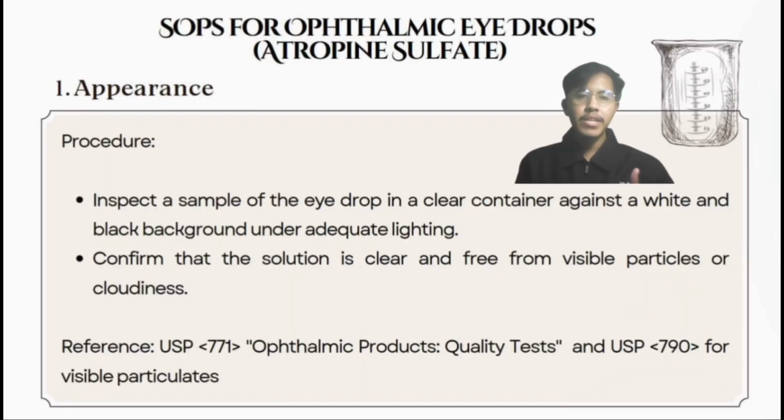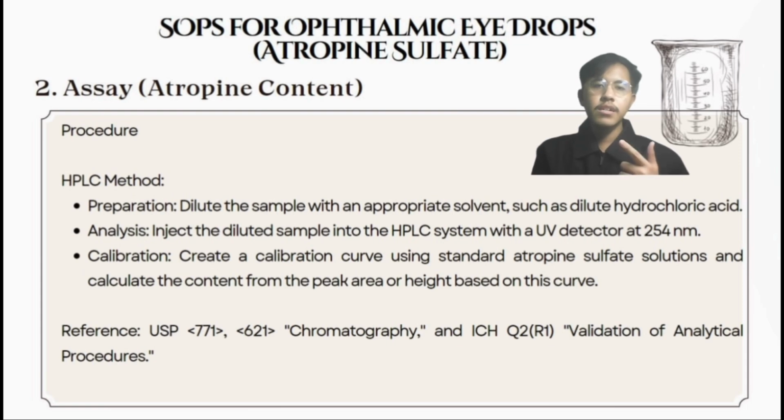Firstly, we begin with the appearance test, which confirms the solution is clear, colorless, and free of visible particles. The solution is inspected visually against both white and black backgrounds under sufficient lighting. Any cloudiness, discoloration, or particulates result in a failed batch. These tests adhere to USP 771 for ophthalmic products and USP 790 for visible particulates. The second one is the assay test.